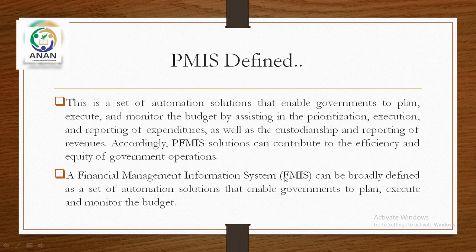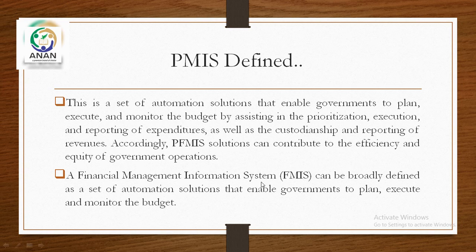PFMIS. Now let us look at the definition of PFMIS. This is a set of automation solutions that enable governments to plan, execute, and monitor the budget by assisting in the prioritization, execution, and reporting of expenditures, as well as the custodianship and reporting of revenues. Accordingly, PFMIS solutions can contribute to the efficiency and equity of government operations. Of course, we know that the adoption of PFMIS is majorly on the government's expenditure and revenue generation, so it is specific to the public sector.